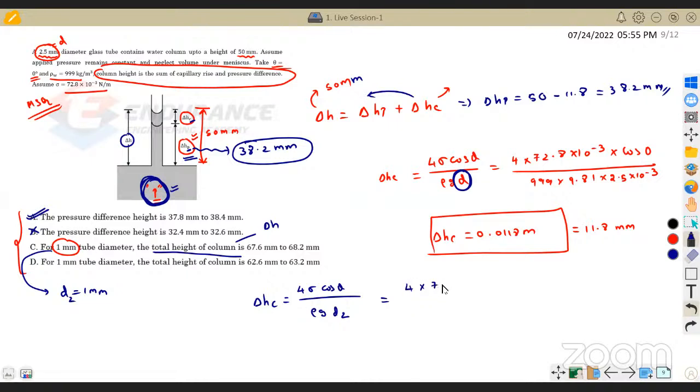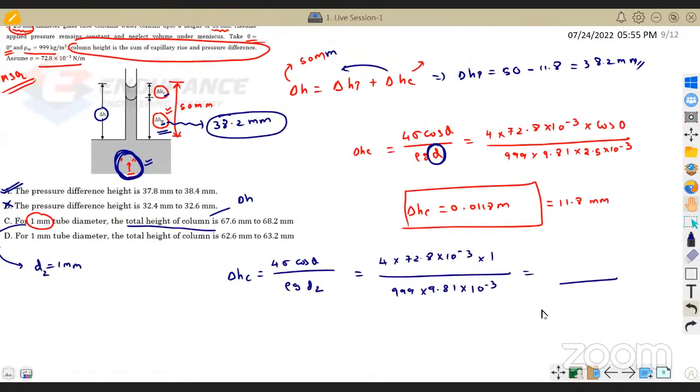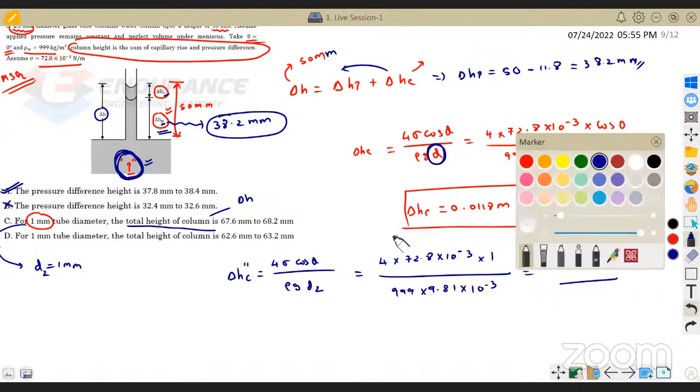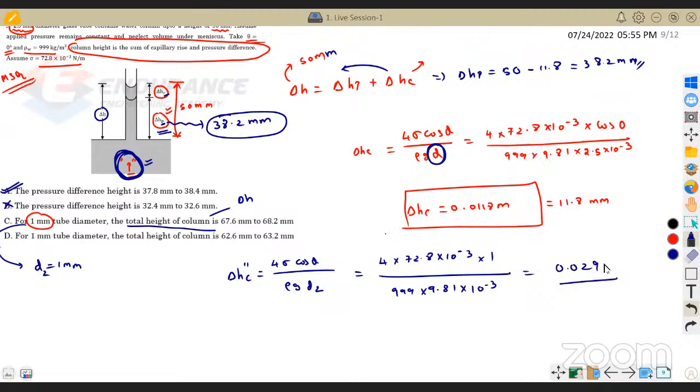4 times sigma, which is 72.8 into 10 power minus 3. Cos theta is 1 anyway, since cos 0 is 1. Density 999 into 9.81 into diameter 1 mm, which is 10 to the power of minus 3. Answer for this. This is our delta HC double dash. I can take 0.029 meters, which is 29 mm.